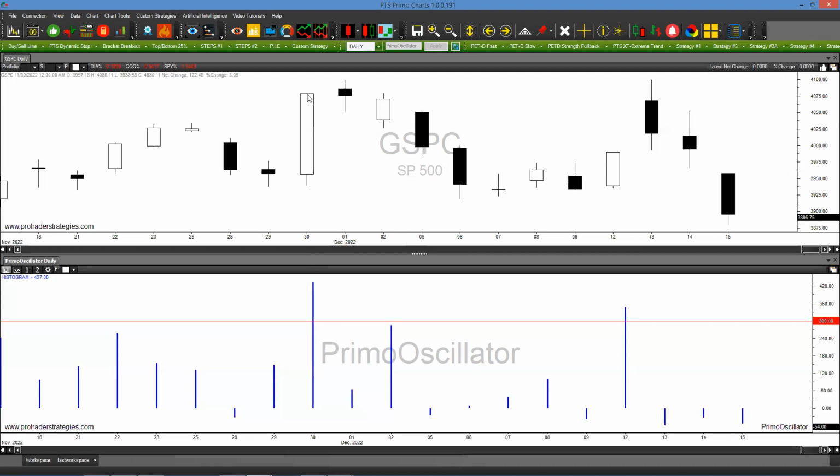If you were a little bit more aggressive, what you could have done is sold on the opening of the next day, because you would have found this out at the close of that trading day. And look what happened to the market. The market fell hundreds, if not thousands of points.